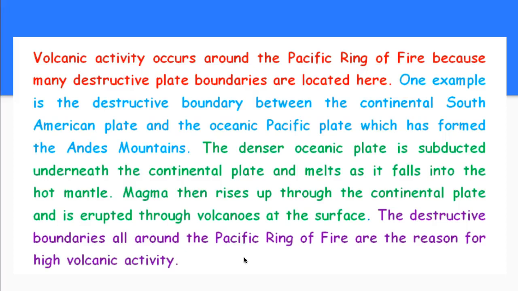Okay, so that red sentence is very general, explains why the Pacific Ring of Fire is so intense. It's because there are some specific types of tectonic plate boundaries. One of them, this is an example. So one example is another key word that you're using a piece of evidence or an example.